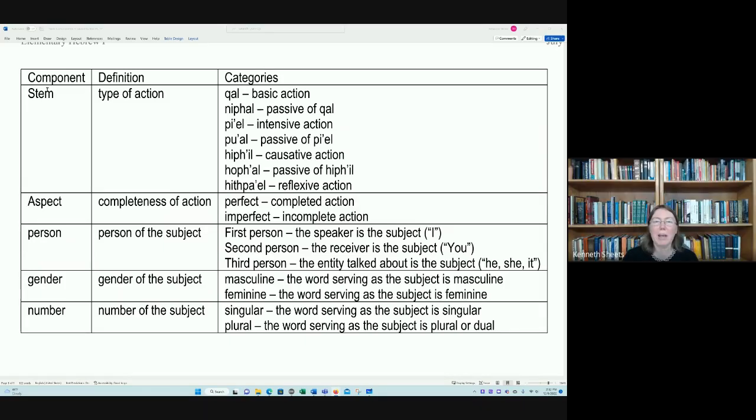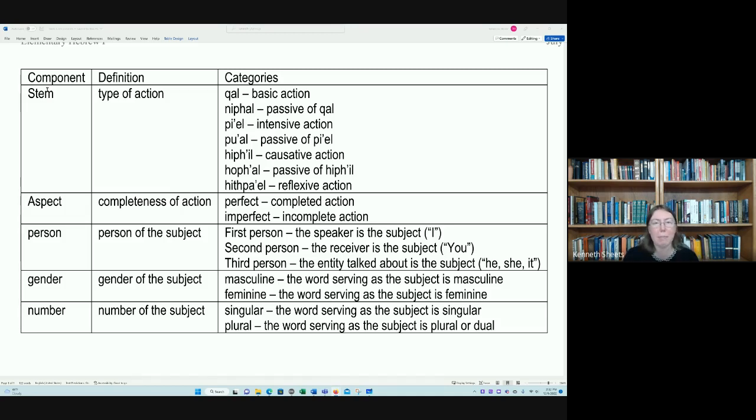Well, good afternoon and welcome to today's class of Basic Hebrew on this fourth day of December 2022. We have been previously talking a little bit about Hebrew nouns, but now I'm going to go back and talk a little bit about Hebrew verbs.